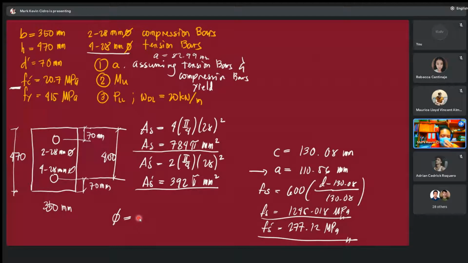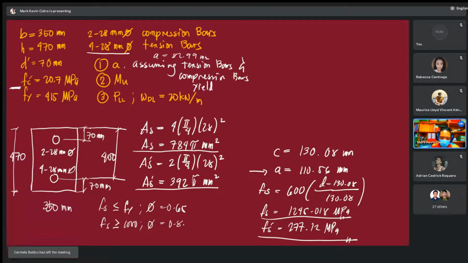Okay. We will solve for the value of your phi. If you can still remember, it's also here, right? If your εs is less than or equal to εy, your phi is equal to 0.65. If your εs is greater than or equal to 1,000, your phi is equal to 0.85. Somewhere in between these two, you will interpolate, right? Linear interpolation lang somewhere in between the two.